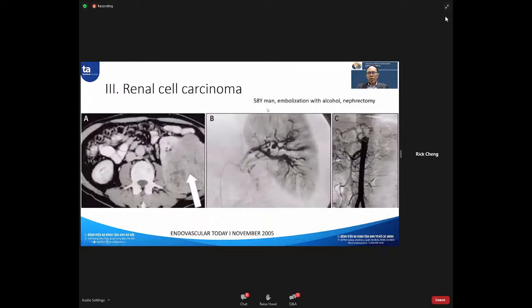The other case, a man 58 years old has a huge RCC on the left side, and they did the embolization with total occlusion of the left renal arteries and tumor with ethanol, absolute alcohol. So after injecting absolute alcohol in here, you recheck the abdominal aorta and you see the total occlusion of the left renal arteries, and after that this patient had a nephrectomy.